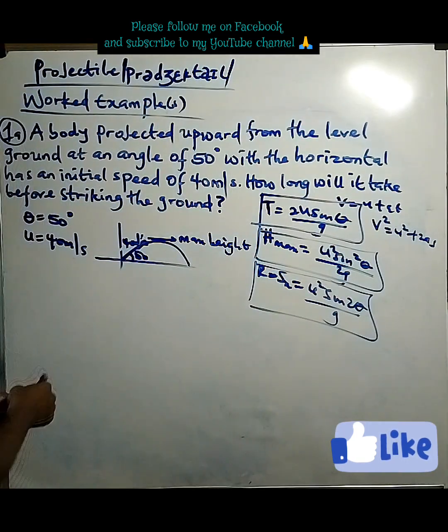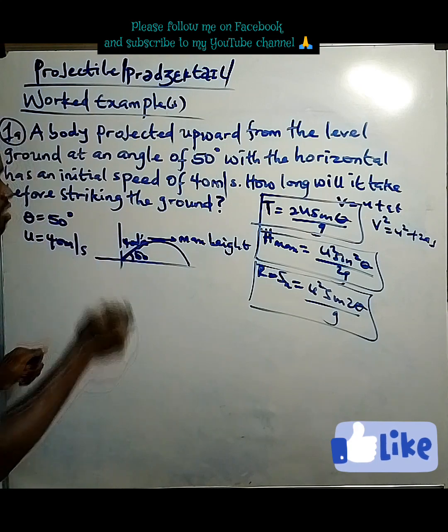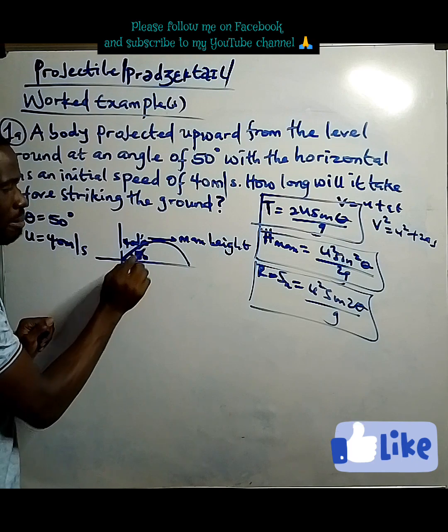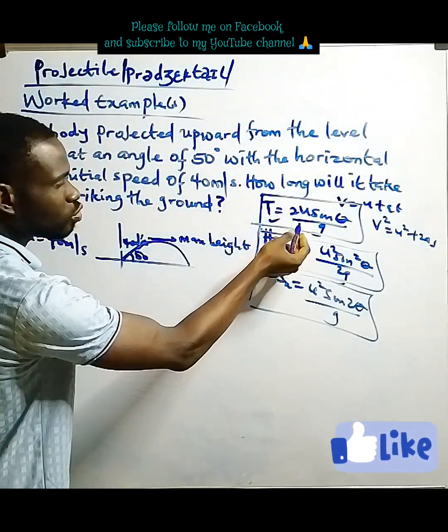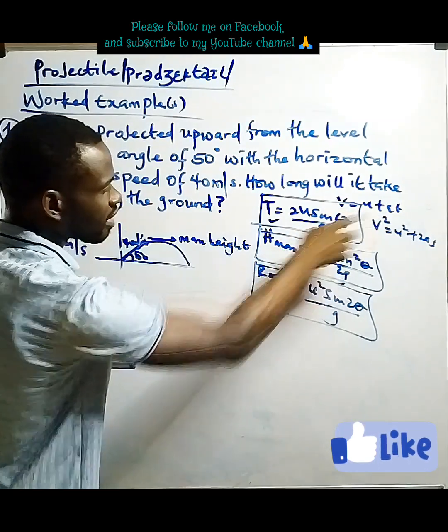So what do we do? What do they want us to get? The time it takes before striking the ground. You have two types of time: the time it takes to get to the maximum height, and the time it takes to fall back. So what I want us to get is the total time of flight, which is 2u sine theta over g. Don't forget that we got it from v equals u plus at.